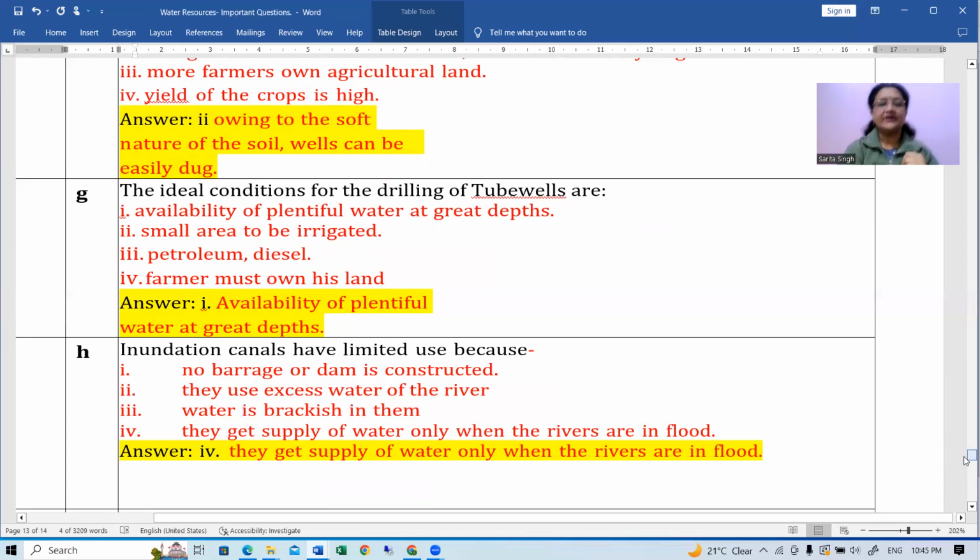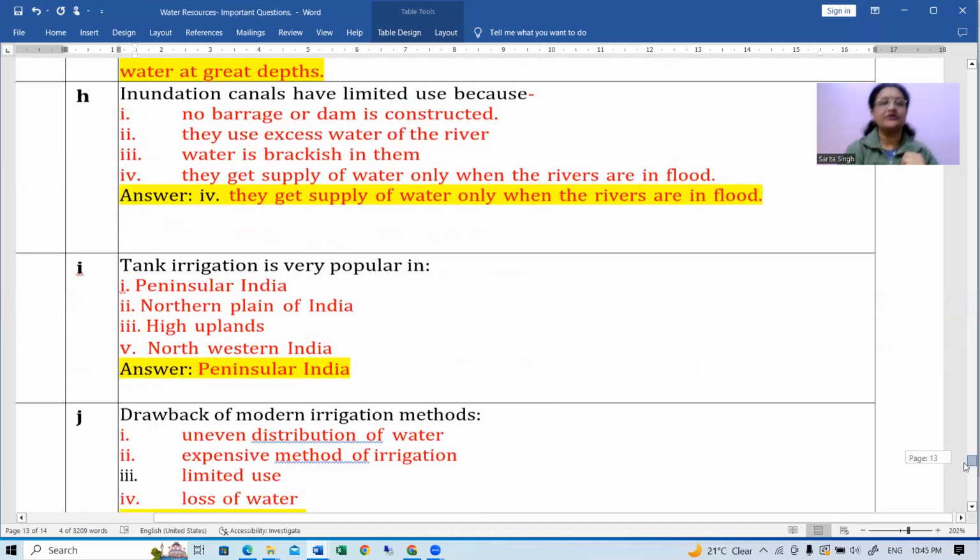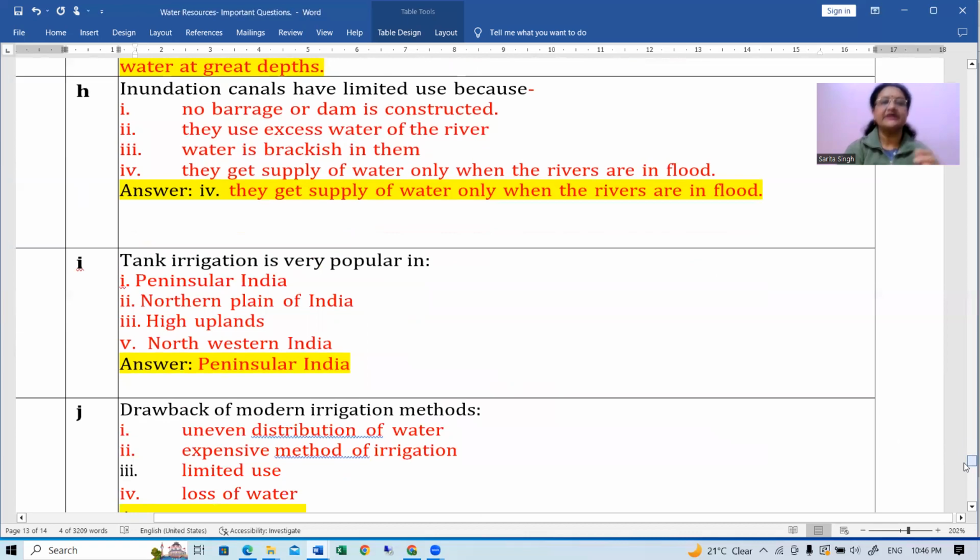Next: inundation canals have limited use because no barrage or dam is constructed, they use excess water of the river, water is brackish in them, and they get supply of water only when the rivers are in flood. So the best answer is the fourth one: they get supply of water only when the rivers are in flood. Then next question: tank irrigation is very popular in peninsular India, northern plains of India, high uplands, and northwestern India. So the answer is peninsular India.